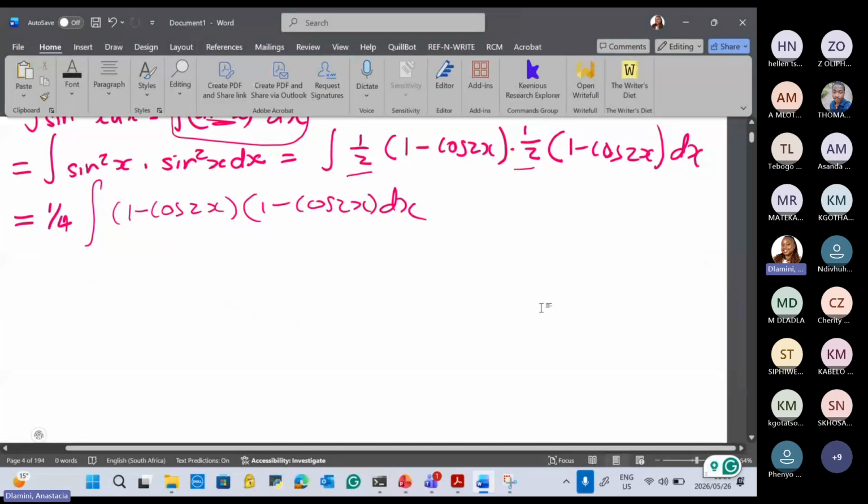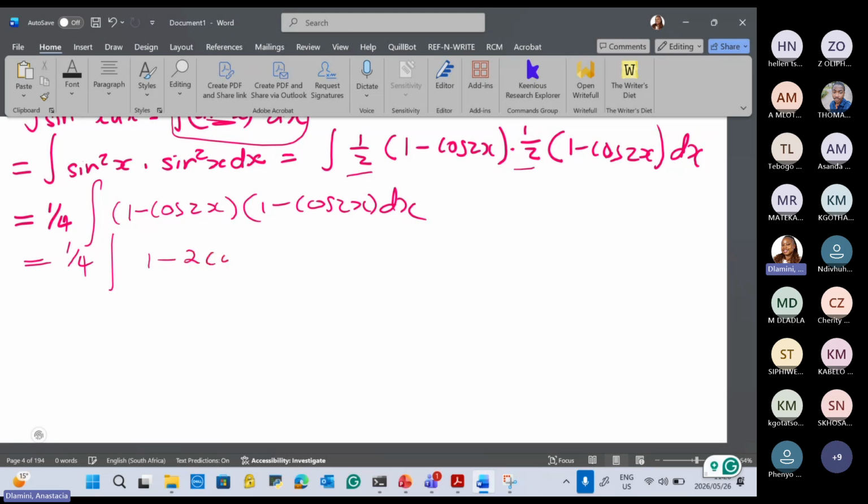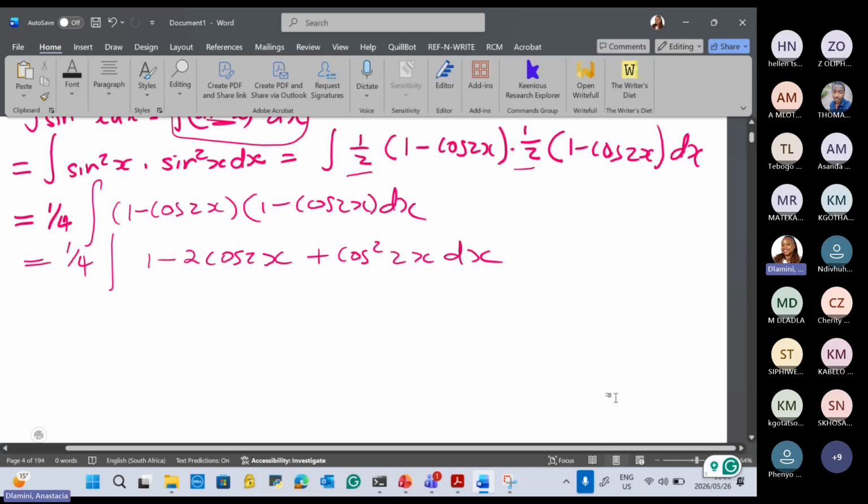So then we know that this is equal to 1 over 4, the integral of 1 minus 2 cos of 2x plus cos squared 2x dx. Are we all together there? Yes, ma'am. Am I right? Yes, ma'am. Yes, you're right. Thank you.